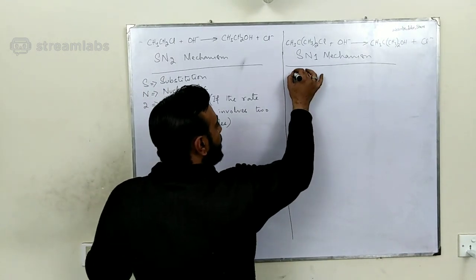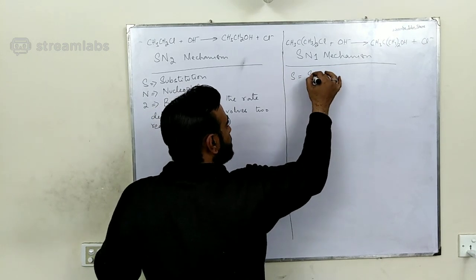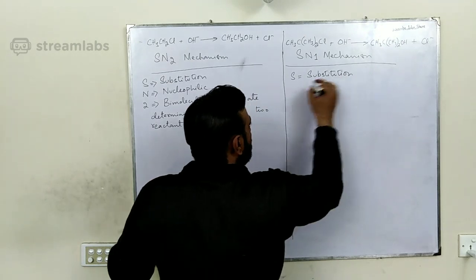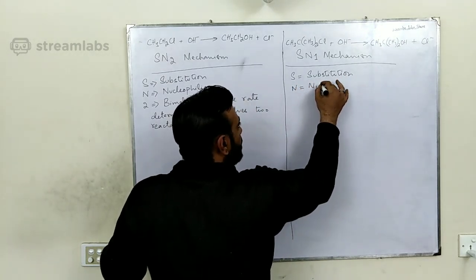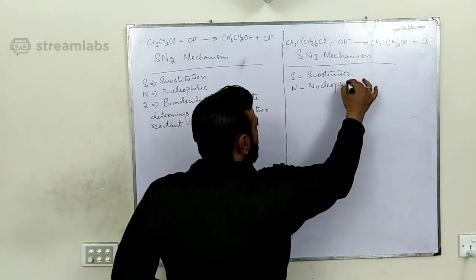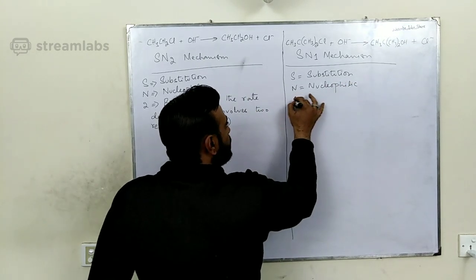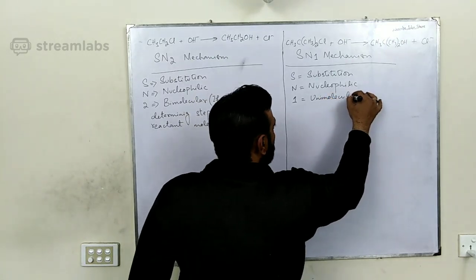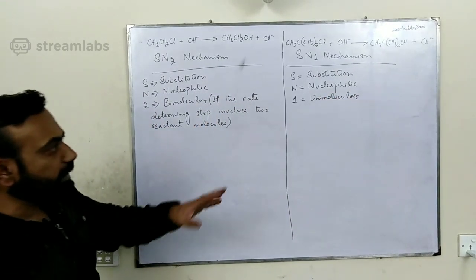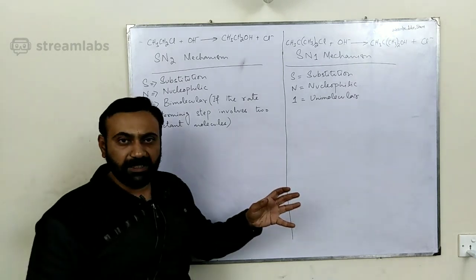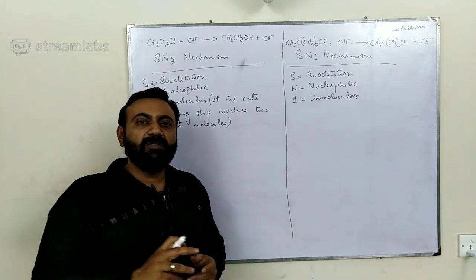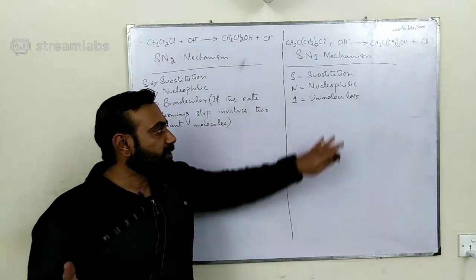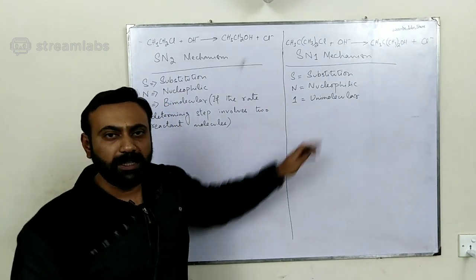Now for Sn1 reactions, S again stands for substitution, N for nucleophilic, and this 1 means unimolecular. And for unimolecular, again we are talking about the rate determining step. If there is only 1 reactant molecule involved in the rate determining step, then the reaction is known to be a unimolecular reaction.